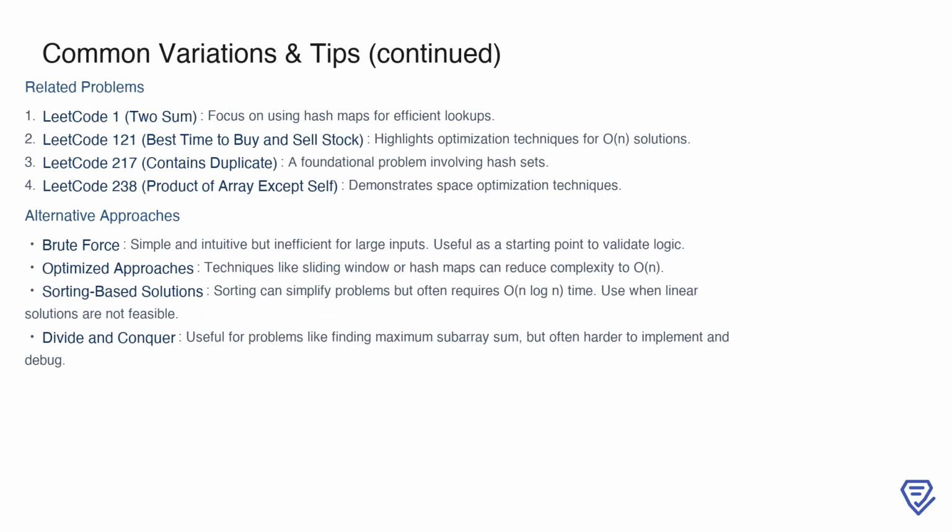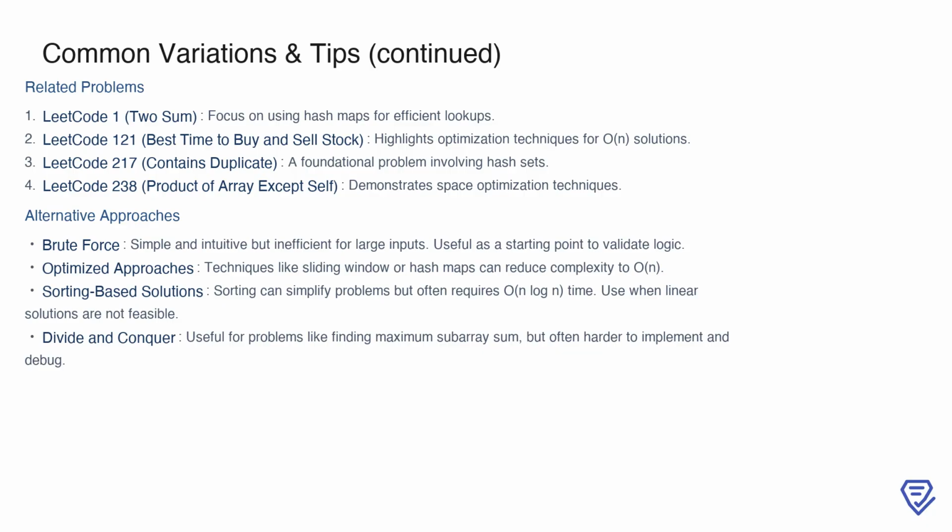To deepen your understanding, consider exploring related problems. For example, LeetCode 1, the two-sum problem, demonstrates the use of hash maps for efficient lookups. LeetCode 121, best time to buy and sell stock, is a great example of optimization techniques for achieving O(n) solutions. LeetCode 217, contains duplicate, is a foundational problem where hash sets are key. And LeetCode 238, product of array except self, illustrates the importance of space optimization.